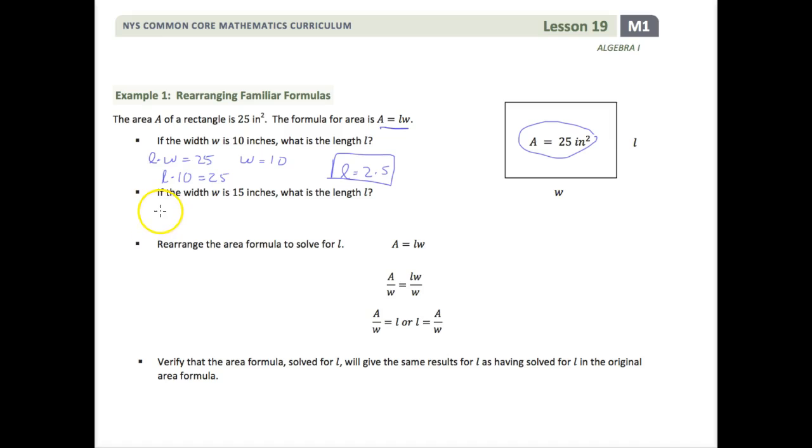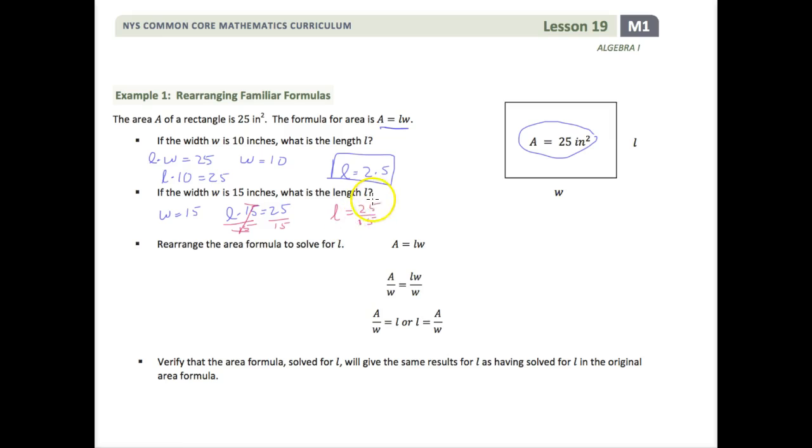Now they try to switch it up on us. W is now 15 inches. The problem is still the same. This rectangle hasn't changed area any, so now we know that it's L times 15 equals 25. And if I divide both sides by 15, I don't get quite as clean of an answer as we did last time, but we find out here's a 1. And L equals 25 over 15.